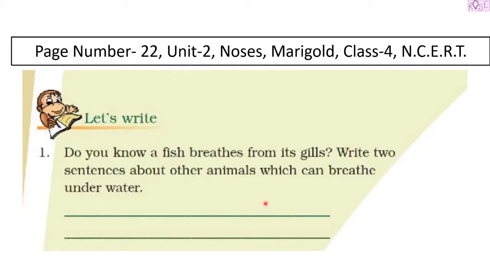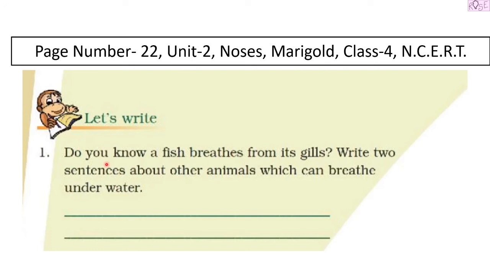This activity has been taken from your book Marigold class 3 NCERT, page number 22, Unit 2, Noses. Okay, so today we learned how mammals, that means animals that live on land, breathe using lungs, and how fish or any other underwater animal breathe. They breathe through gills. So, two organs that are used for breathing are lungs and gills. Lungs are used by the animals that live on land, and gills are used by the animals that live underwater.